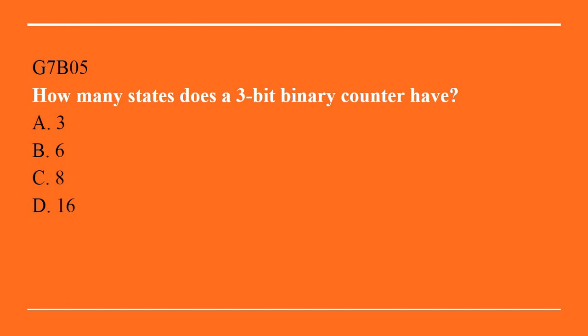G7B05, how many states does a 3-bit binary counter have? A, 3, B, 6, C, 8, or D, 16? Answer is C, 8.